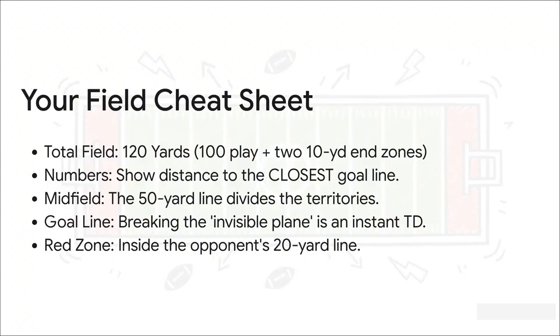All right, let's do a super quick recap. Your cheat sheet. The whole field is 120 yards long. The numbers? They always show you how far you have to go to the closest goal line. The 50-yard line, that's midfield, and it splits the field in two. Remember, the goal line is an invisible plane, and breaking it with the ball is an instant touchdown. And finally, the red zone. That's inside the opponent's 20, where scoring is almost expected.